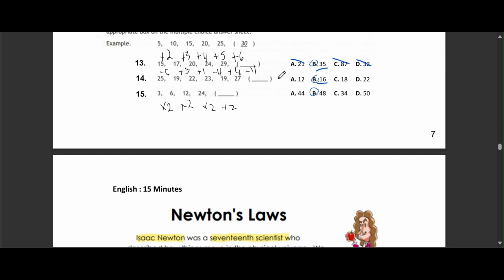Question 15. 3, 6, 12, 24. What comes next? A, 44; B, 48; C, 34; D, 50. The answer here is B. This is a doubling pattern. 3 times 2 is 6. 6 times 2 is 12. 12 times 2 is 24. So 24 times 2 is 48. The other answers don't follow this pattern, so B is the answer.